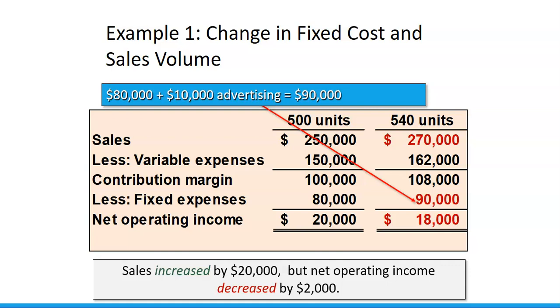So when we're looking at this analysis, we would decide that if a $10,000 increase in advertising only gives us 40 additional units, it doesn't do us any benefit to actually spend those advertising dollars. In fact, we decrease our net operating income, resulting in a lowered profit.